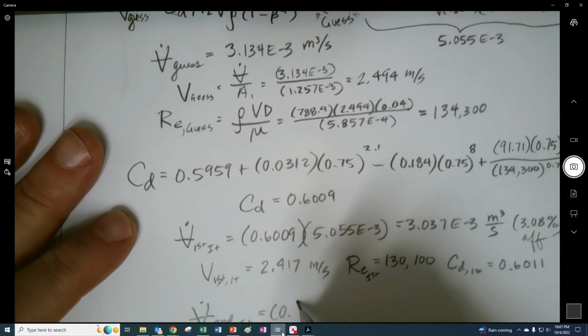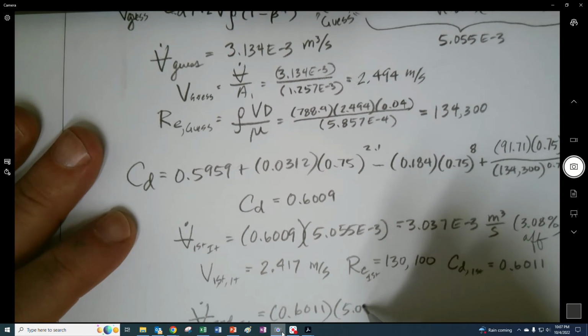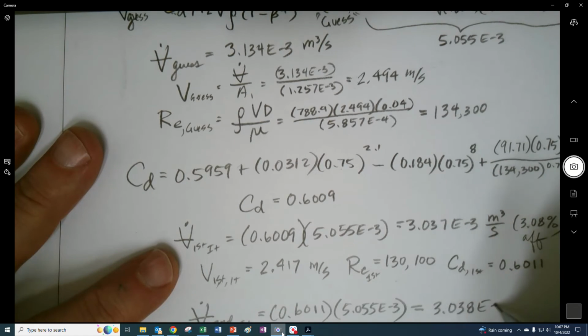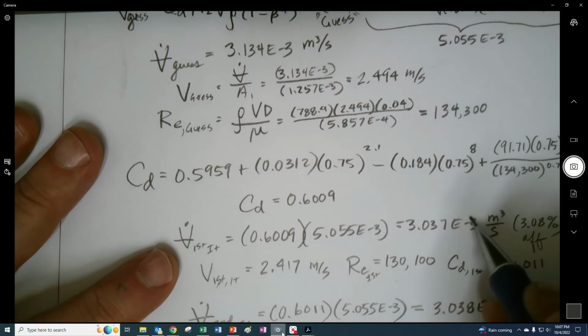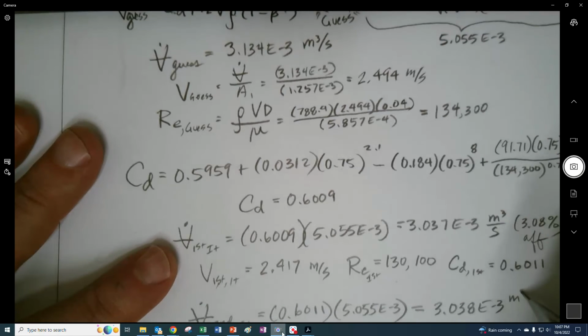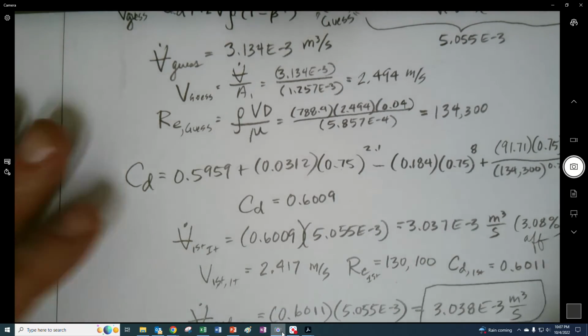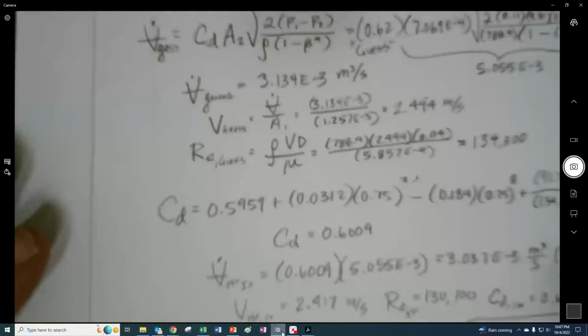0.6011 times 5.055 E minus 3, we end up getting 3.038 E minus 3, and that's really darn close to what we had before, so there's no point in doing further iterations. And so that's what we're going to say is our answer.